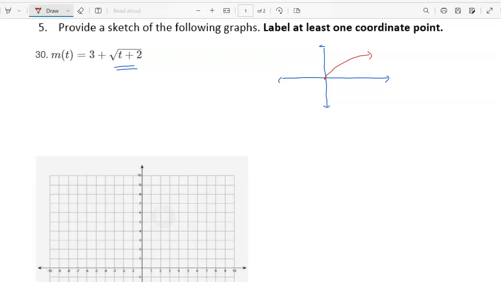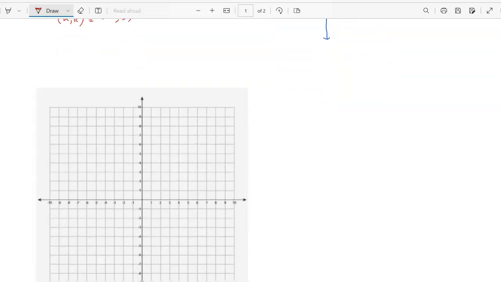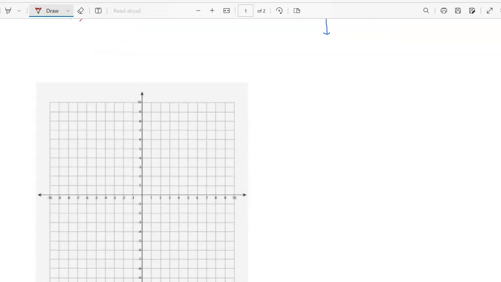Now, let me start with the h comma k. Our h comma k is whichever value makes this 0. So in this case, it's going to be negative 2 comma, and then this value. In this case, this is going to be 3. So negative 2, 3 is going to be here.